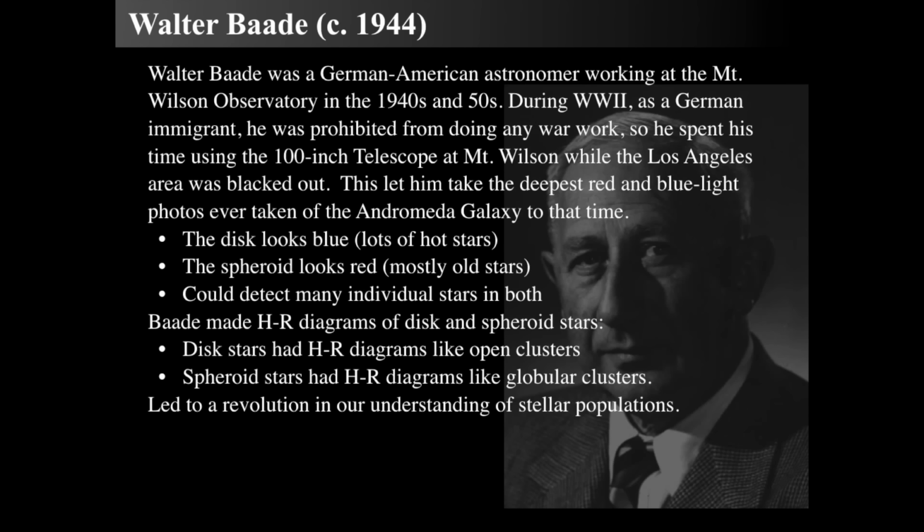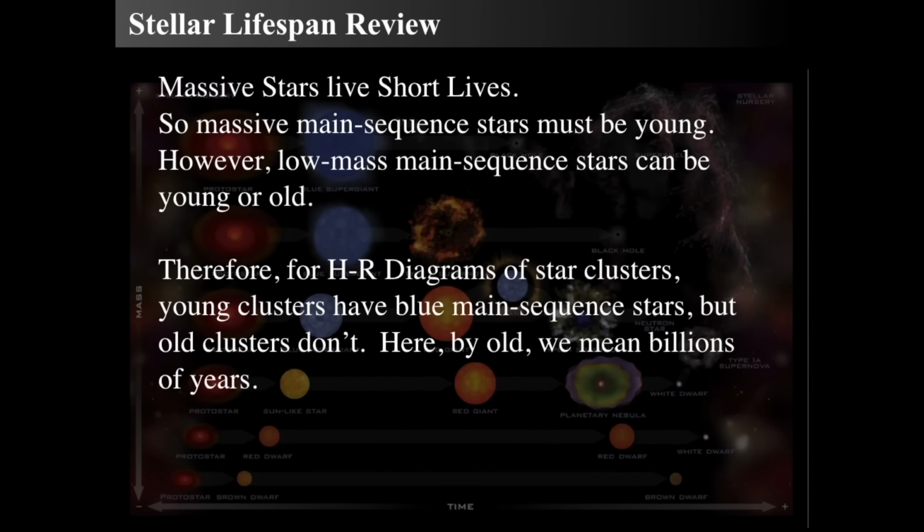And if you took the HR diagrams of the spheroid, they're very much like globular clusters. So he thought that led to the idea that, in general, they were completely different stellar populations. So let's go back and look at that again, because we looked at stellar lifespans a while back, but here we go again. Massive stars live short lives. So if you're a massive main sequence star, you have to be young. They live only a few million years.